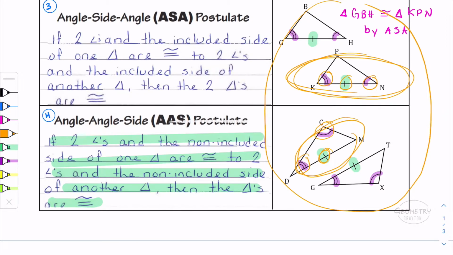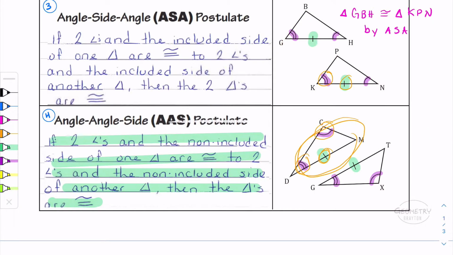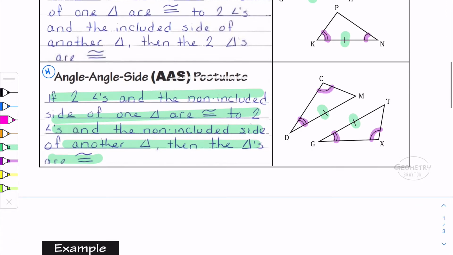So I can continue to explain this, but ultimately you guys have to visualize. So you have to be able to look at this and you have to see which one you're dealing with. Are you dealing with angle, side, angle, or angle, angle, side? And you have to recognize the difference between the two. So in this last, the fourth example, we could say triangle CDM is congruent to triangle XGT by angle, angle, side.